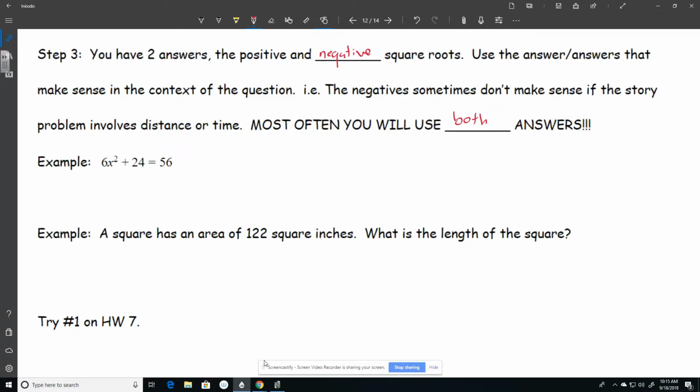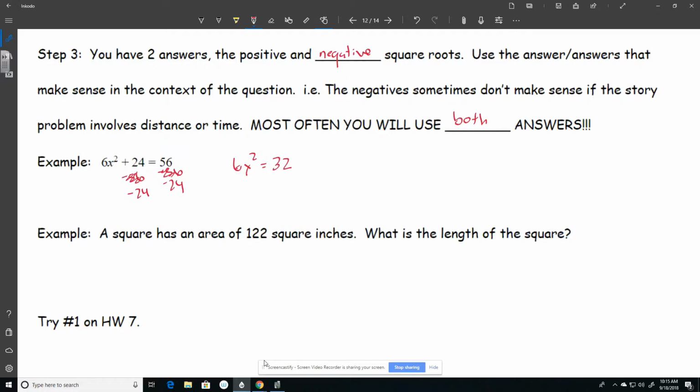6x squared plus 24 equals 56. First thing I've got to do is get this in standard form. There's no bx, so I can use the square root, but I've got to move this 24. We're getting x squared by itself. I'm sorry, we're not turning this into 0. So minus 24, minus 24. So we get 6x squared equals 56 minus 24, which is 32.